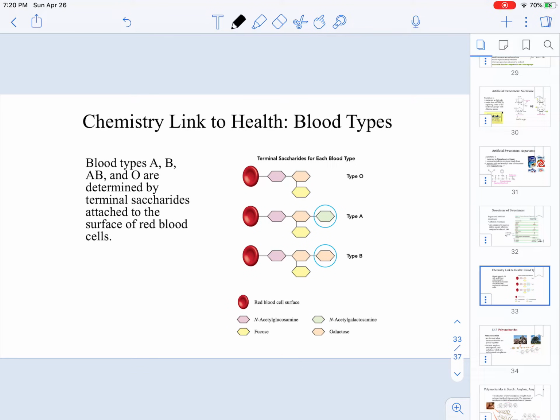Another important link between carbohydrates in our body is going to be the different blood types. I do not require you guys to know what the monosaccharides are that determine the O type, the A type, the B type, and even the AB type of blood. But I just want you to know that the way that blood types are determined is by looking at the terminal carbohydrates that are on the surface of red blood cells.